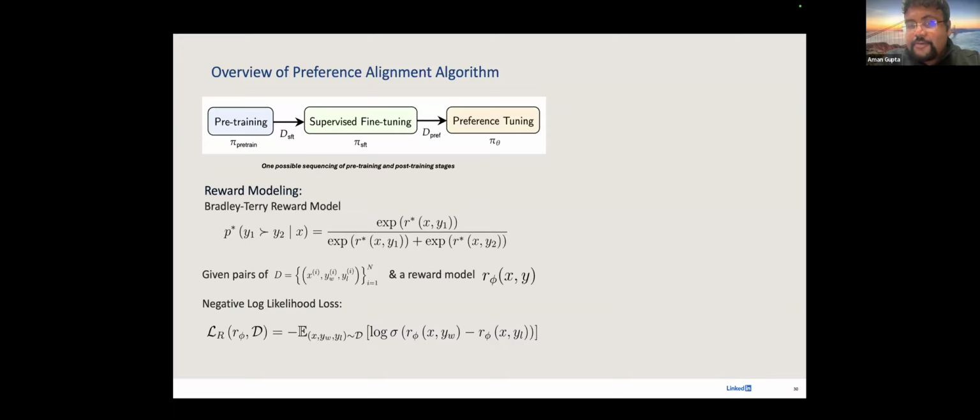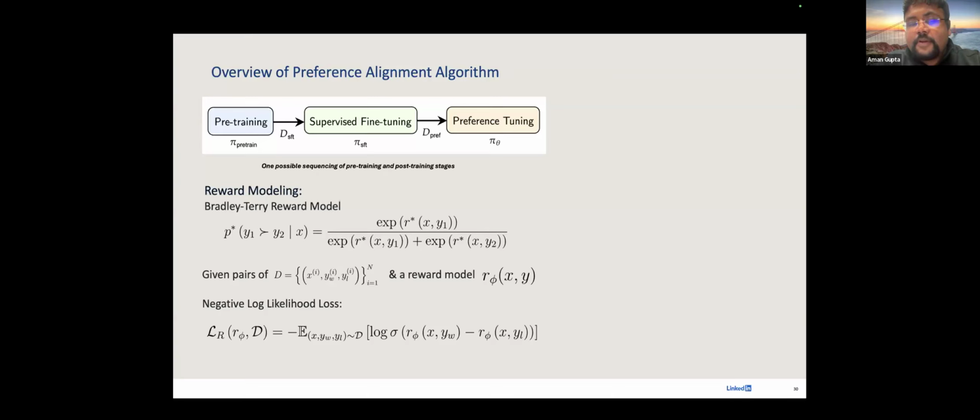Some of you who use ChatGPT may have seen that even during ChatGPT sessions, OpenAI asks you to choose between two different variants for A/B testing. Presumably this is how they also collect some of this preference data. Once you have this data, you can train a model on this negative log likelihood loss, where you're taking an expectation over a triplet. The triplet is your input prompt X, your output YW, which is a winning response, and a losing response YL.